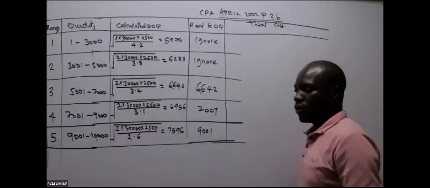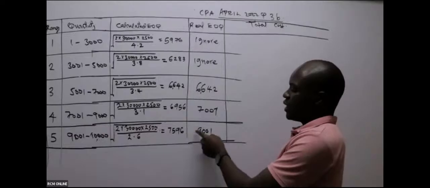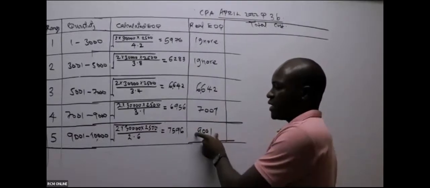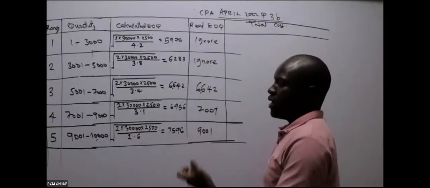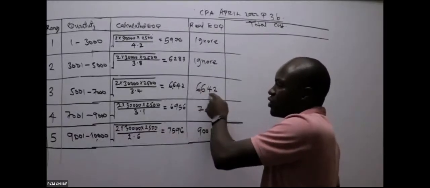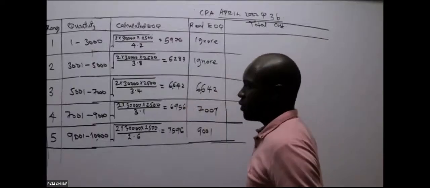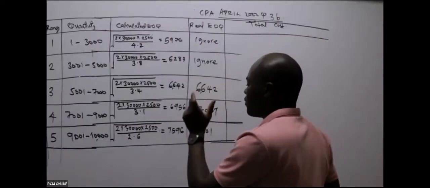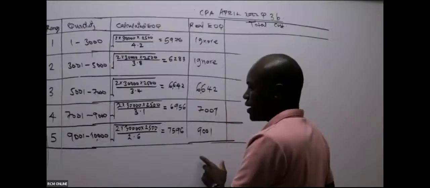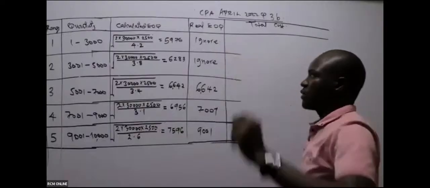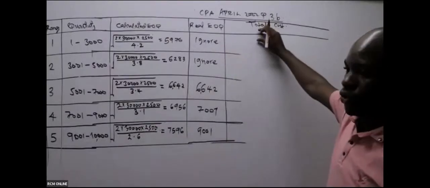How will we know that purchasing 9,001 units will give us the lowest cost or the highest cost? How will we know that purchasing 6642 units will give us the lowest cost? We cannot assume. We have to calculate this and confirm that in real sense, it is range 4 that will be giving us the lowest cost. So let's go ahead and calculate total cost.